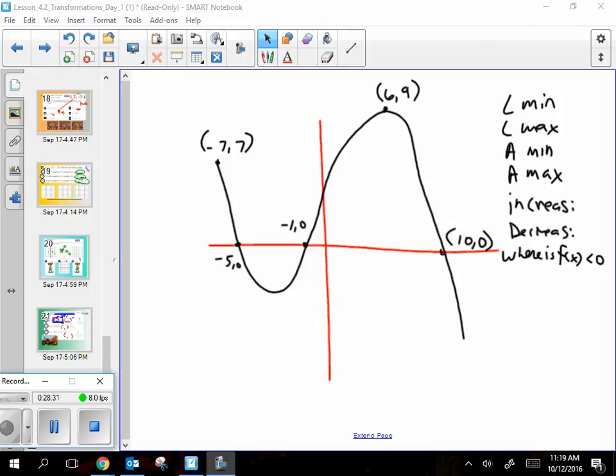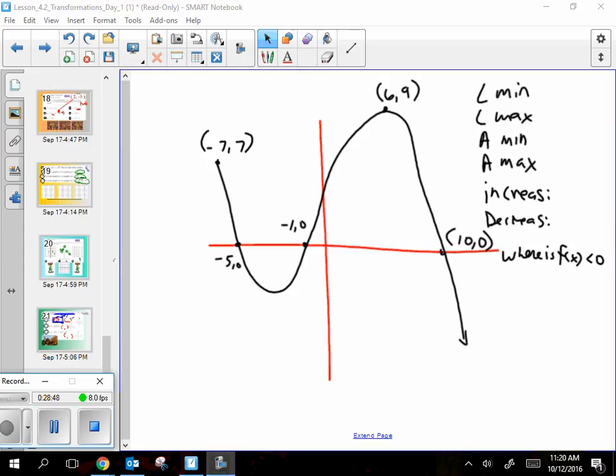Okay, so here's the question I asked at the beginning of the hour. I gave him this picture. Oh, and there's an arrow on the end of this. That's important. And I said, find for me the local minimum, local maximum, absolute min, absolute max, where it's increasing and decreasing, and where is the function less than 0. So I'm going to answer those questions real quick.